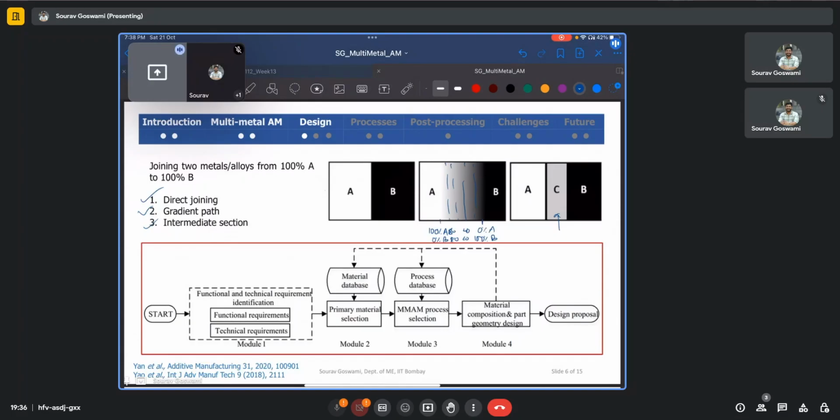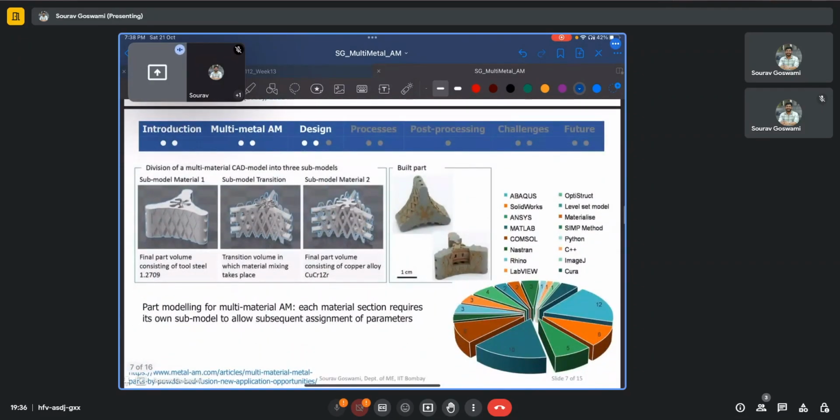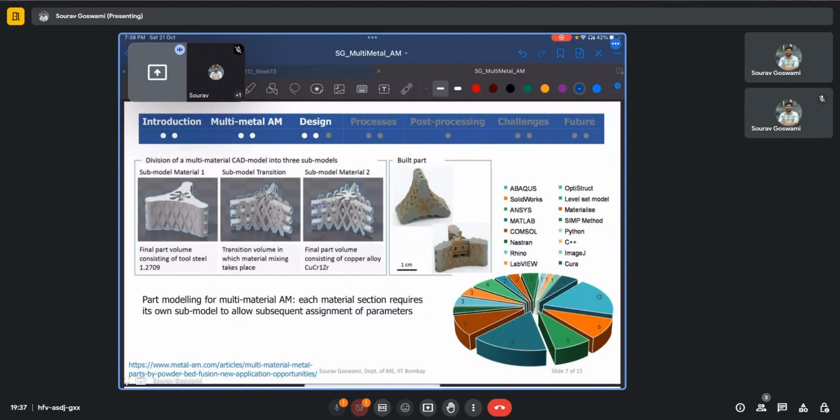Then the material composition and the part geometry are designed, and the design proposal is forwarded. Again, another aspect of design is actually allocating the material properties or assigning the material properties. So in certain cases where we want, say, a functionally graded material of this type, where certain sections are made up of copper and the rest are made up of, say, tool steel. So the brown or red ones are copper and the gray one is tool steel. So it might not be very easy to directly assign the material properties over local regions in existing software packages.